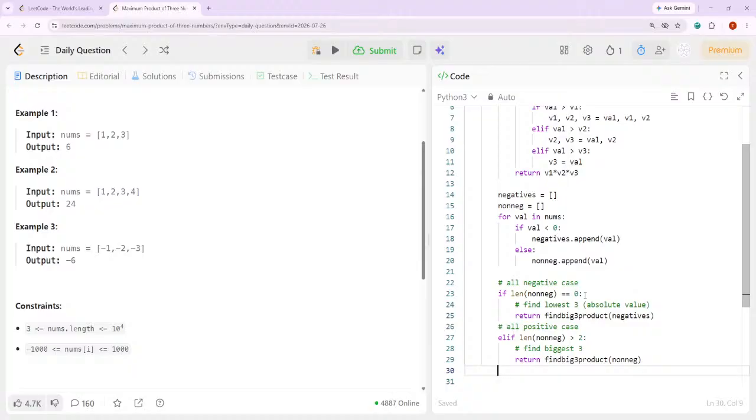If it's two positives, then I multiply the two positives with... No, 0 would be counted as a positive. So that would be fine. Two positive with the smallest negative. Okay, the biggest two positives with the smallest negative.